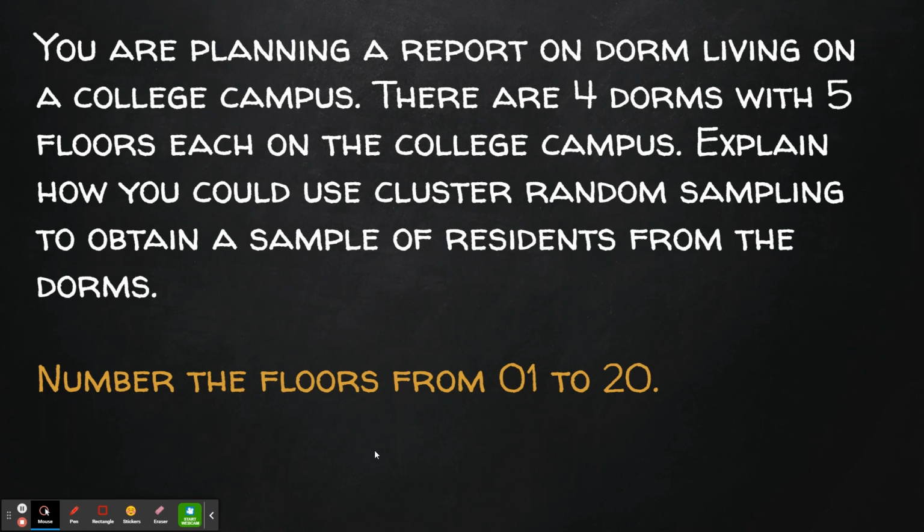Let's say you're planning a report on dorm living on a college campus. There are 4 dorms with 5 floors, each on the college campus. Explain how you could use cluster random sampling to obtain a sample of residents from the dorms. We looked at this problem previously using a random number generator. But here, since we're going to be using a random digit table, it's important that when we number all the floors from 1 to 20, we force all the numbers to be 2 digits wide. So we're actually going to number them from 01 to 20.